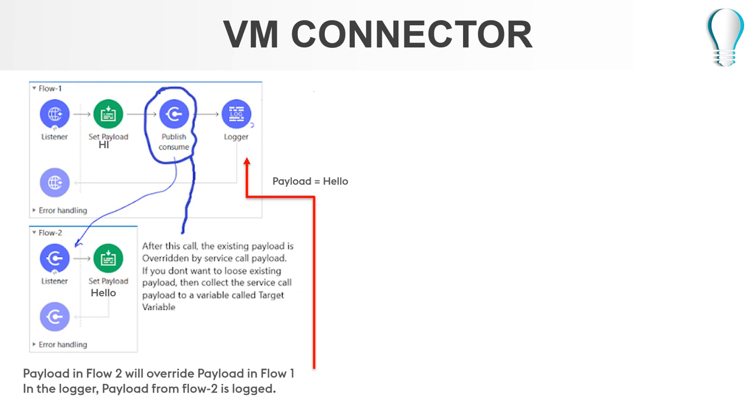Here in the set payload, we are updating the value to hello. Now this is updating your payload from hi to hello. And when you respond back, the updated payload equal to hello will go to your logger, and in the logger you will be printing payload as hello. If it is just publish, then whatever you do here is an asynchronous call, so it won't be seen. And in the logger, if you print payload, you will see hi. So in the exam, keep an eye on whether it is publish consume or only publish.